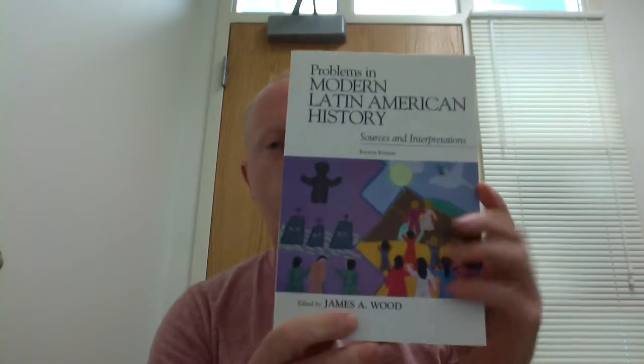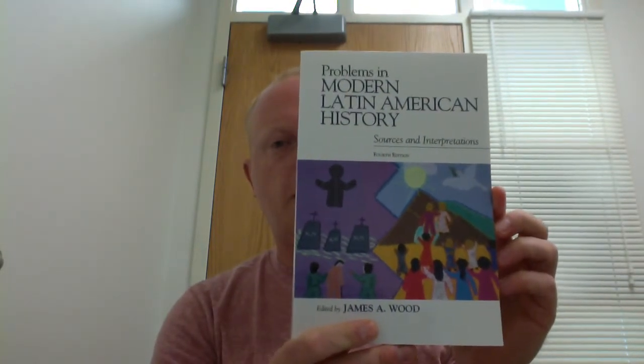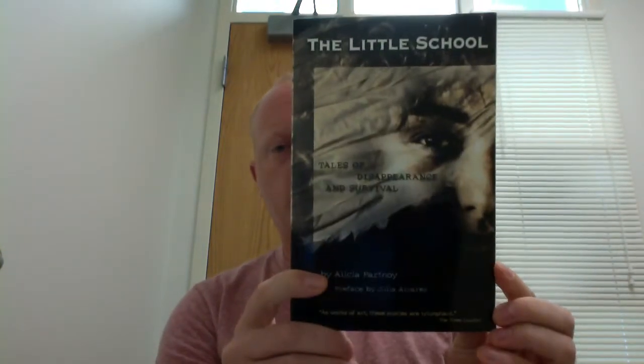Hey everyone, I just wanted to make a quick post about some reading strategies for our Latin American history class. We have three different textbooks that we're using this term. The first one is Chasteen, Born in Blood and Fire. The second is Wood's Problems in Latin American History, or in Modern Latin American History. And then we'll be reading Alicia Partnoy's The Little School.